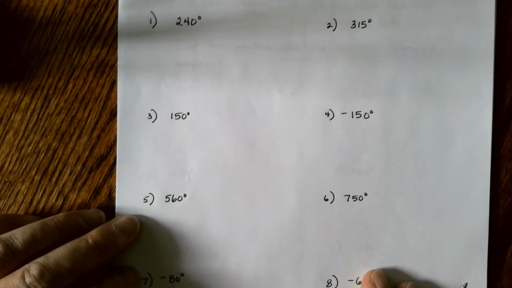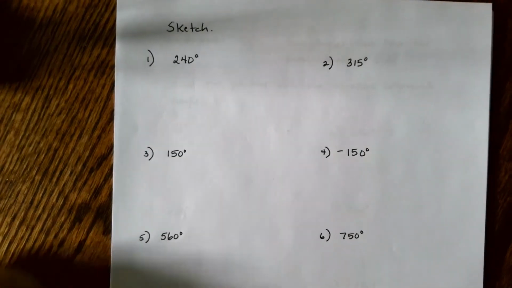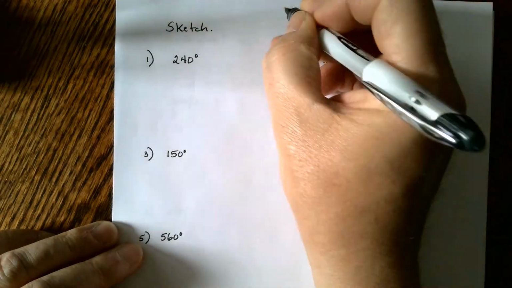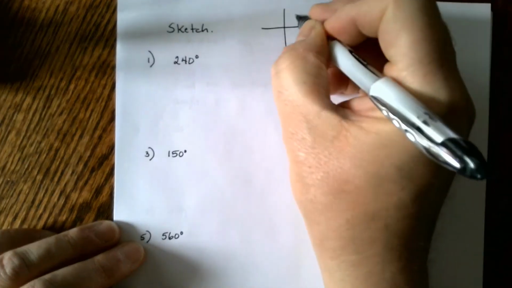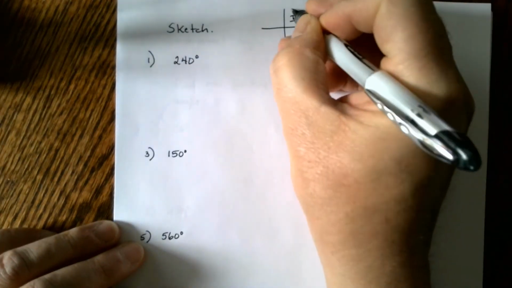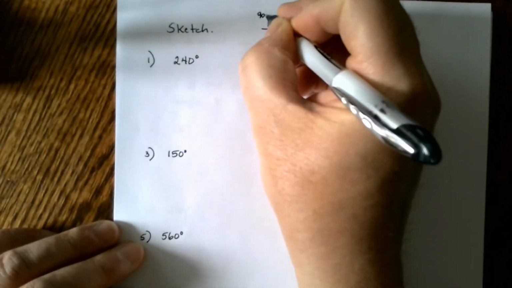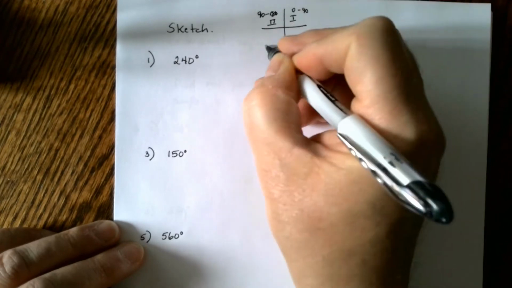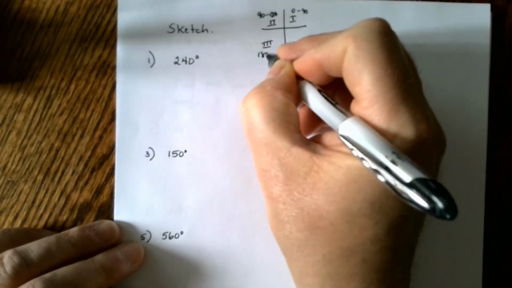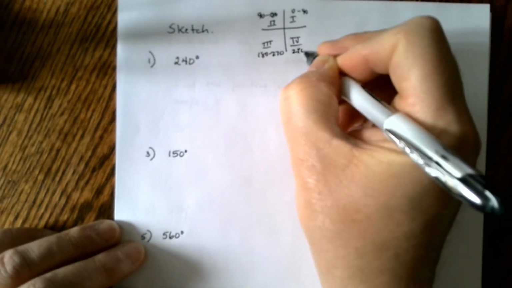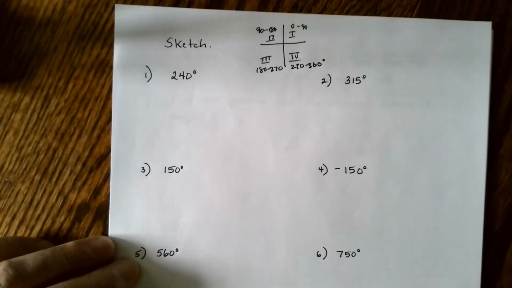Okay, so we're being asked once again to sketch some angles. I'm going to go very quickly through this. And let's remember now what our quadrants look like. Quadrant 1, of course, is between 0 and 90. Quadrant 2 is between 90 and 180. Quadrant 3 is between 180 and 270. And quadrant 4 is between 270 and 360, because one complete revolution is 360 degrees.